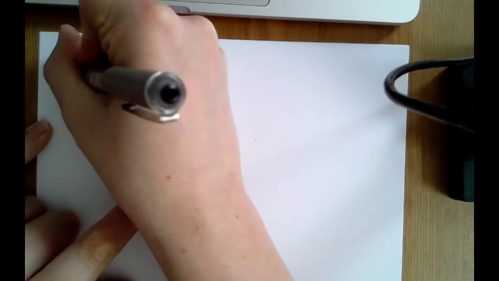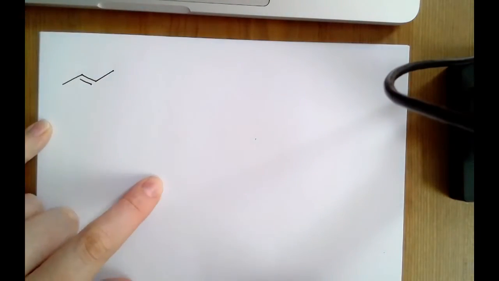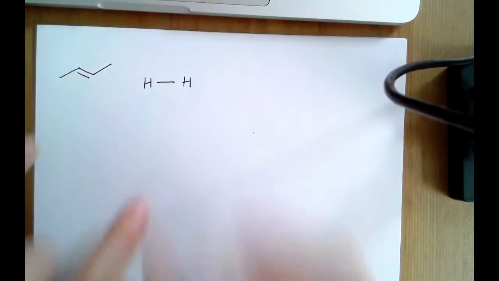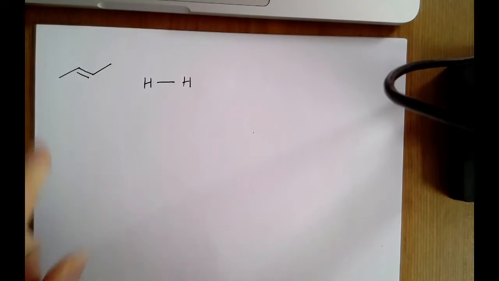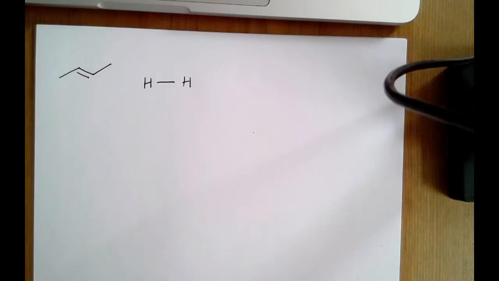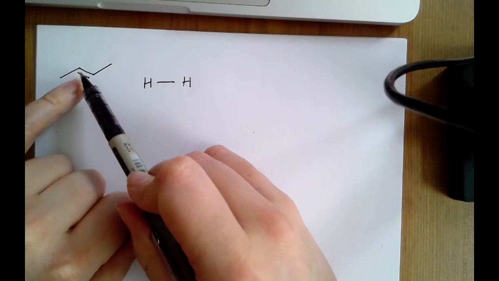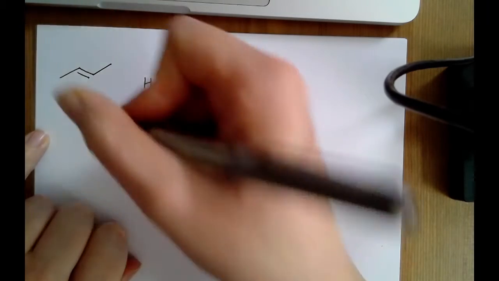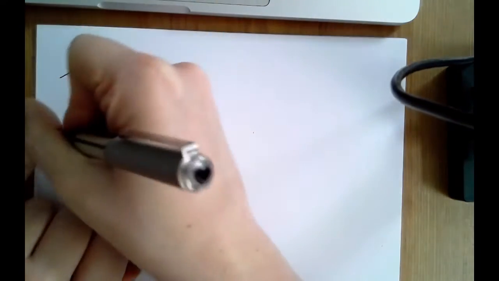So I'm going to start off with butene, and I'm going to react it with hydrogen. You don't need to show the role of the nickel catalyst, you just need to show the alkene reacting with the hydrogen. The alkene has a carbon-carbon double bond, and it can act as a nucleophile.